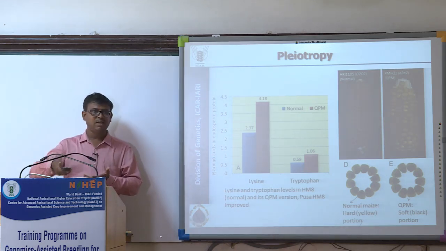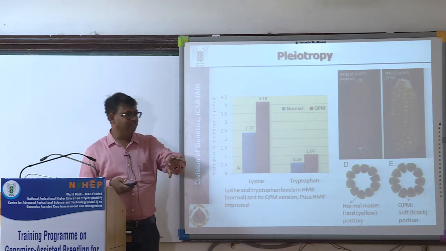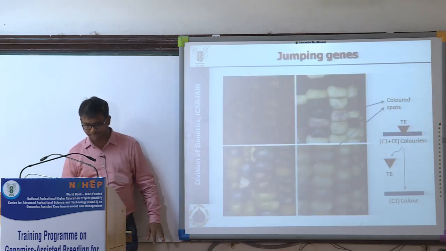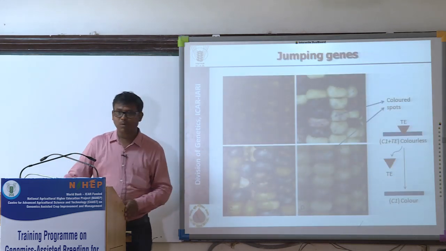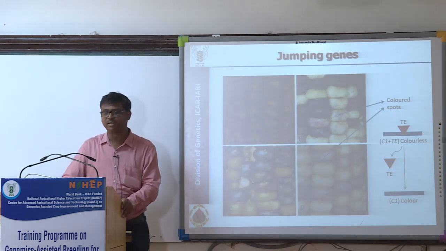Simultaneously, they can see the grains on this, where it is very easily visible how much is the extent of opaqueness on the light box. So, this gives an example of pleiotropy. Jumping genes. We all know that McClintock was the one who discovered jumping genes.